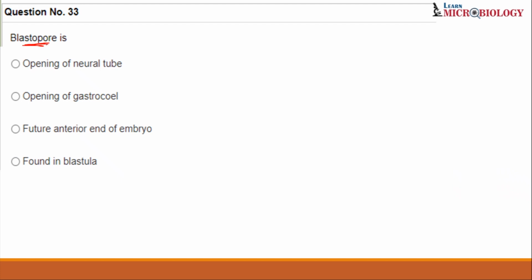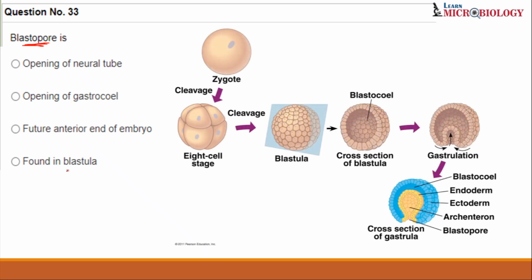Question number 33. Blastopore is dash. Option A, opening of neural tube. Option B, opening of gastrocele. Option C, future anterior end of embryo. Or option D, found in blastula. This question is about developmental biology. We have a zygote which is formed by the fertilization of the ovum and the sperm, and once fertilization is complete, the zygote is formed.